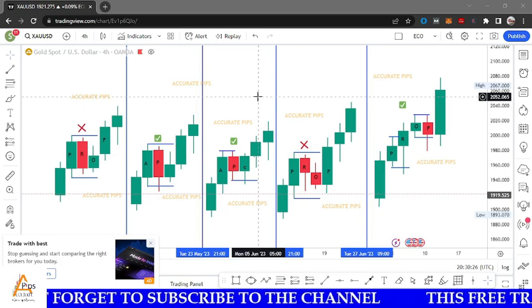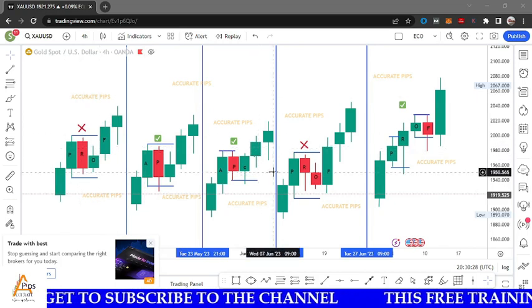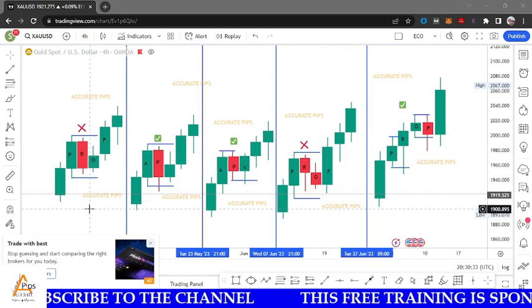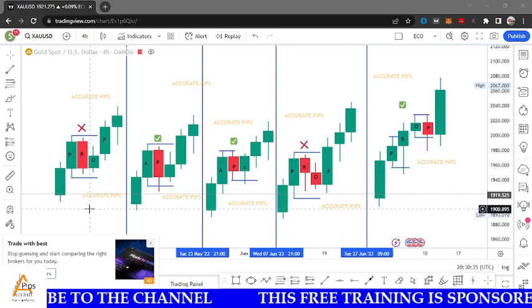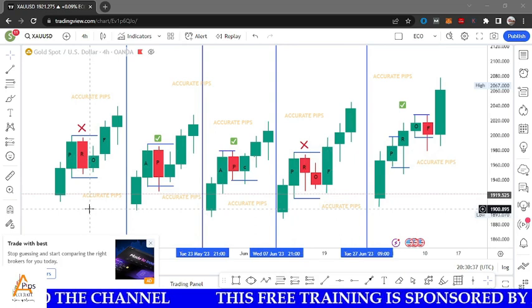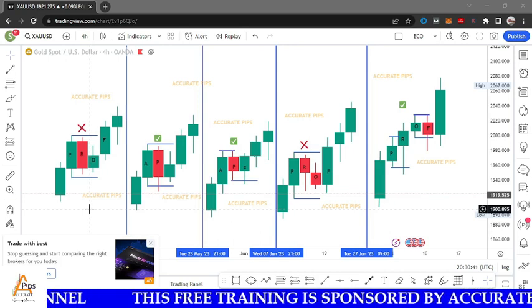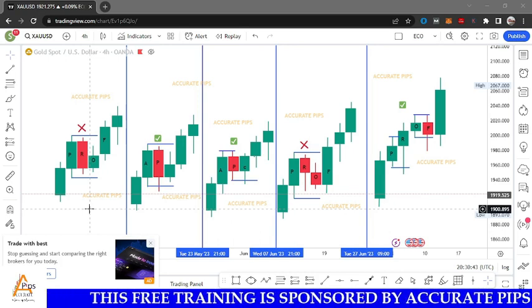an SMC trader. So as you can see here, I have these diagrams over here, 5 different diagrams. So I'm going to explain each and every one of them, and I'll let you know which ones are valid pullbacks or contain valid pullbacks and which ones don't contain valid pullbacks.